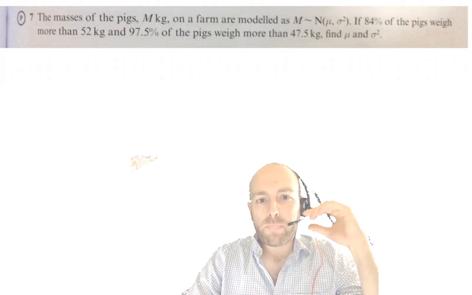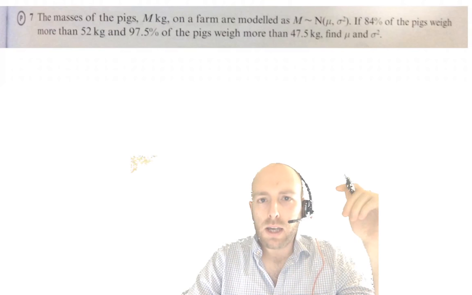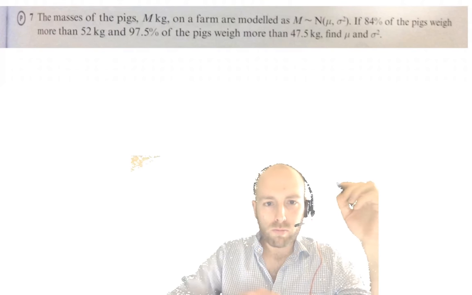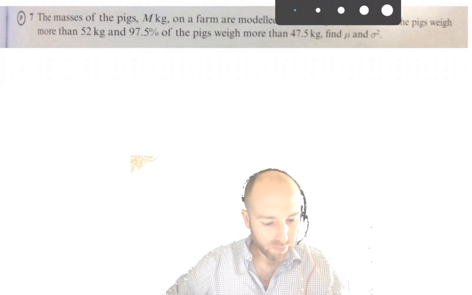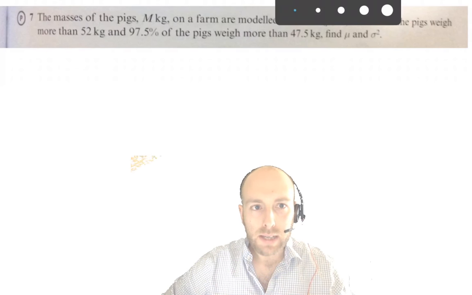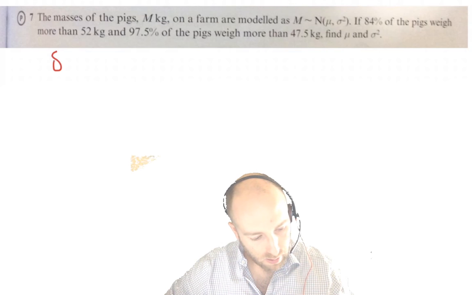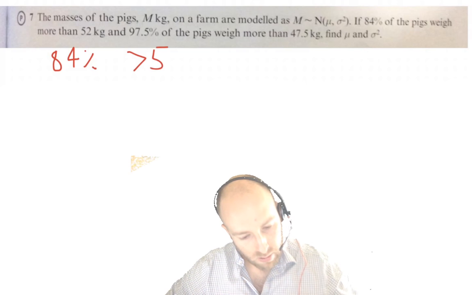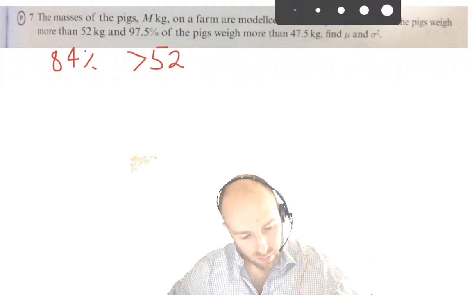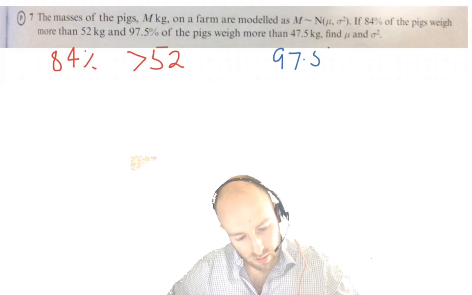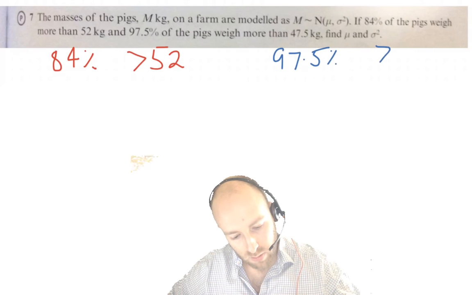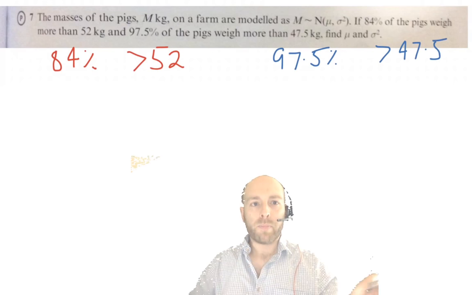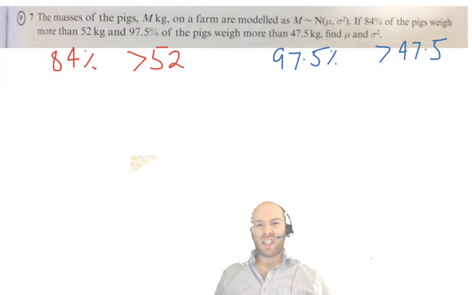I'm just going to adjust my mic because it's feeding back a bit there. Let's write the details down that we've got so far. I know that 80% are greater than 52, and I know that 97.5% are greater than 47.5. Still kind of difficult to know what to do, so we're going to draw these on a normal distribution sketch.